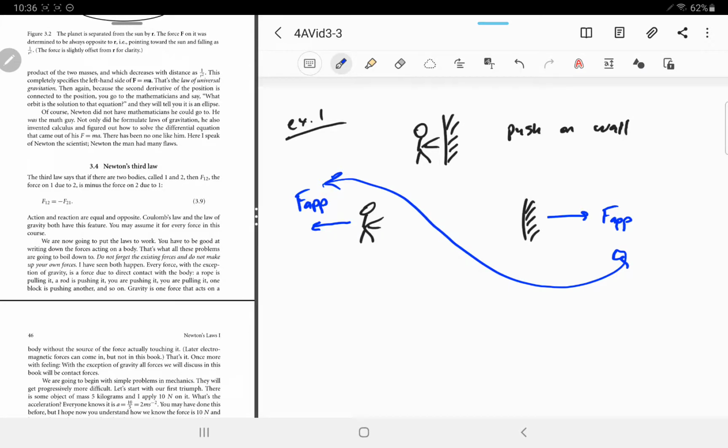F applied, F applied. They have to be the same type of force. So this is a contact force, which means the Newton's third law pair has to also be a contact force. So you push on the wall to the right, the wall is pushing on you to the left.